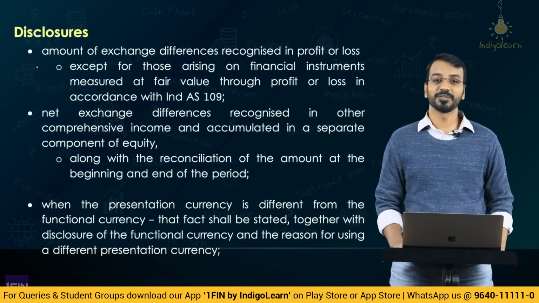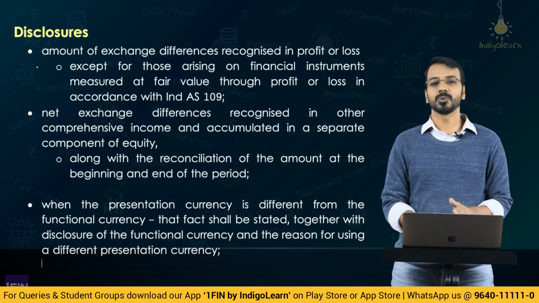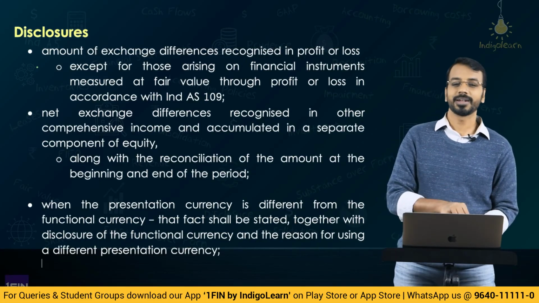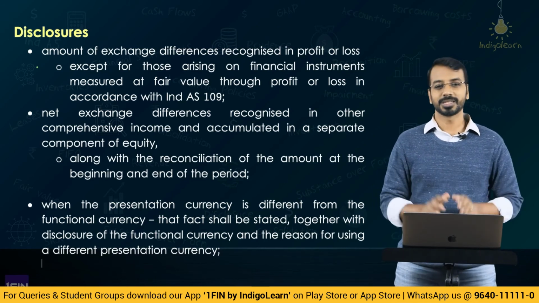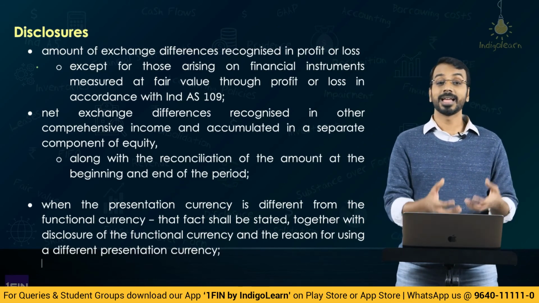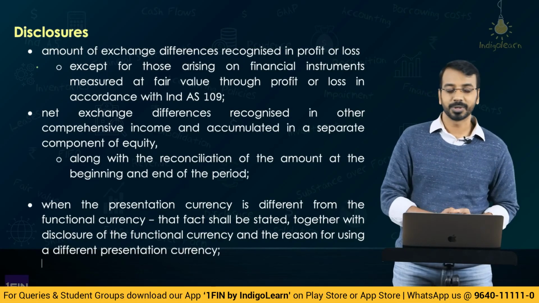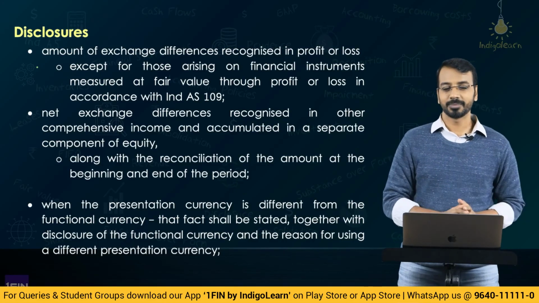Now, coming to the last leg of the standard, the concluding part, which is the disclosure requirement. Friends, the disclosure requirements are pretty simple and straightforward. Basically, what it says is, how much profit have you recognized on foreign exchange differences or foreign exchange transaction? Disclose it separately. How much of gain or loss has been accumulated in OCI when you translate a foreign operation? Disclose that separately. If the functional currency is different from the presentation currency, disclose that, right?